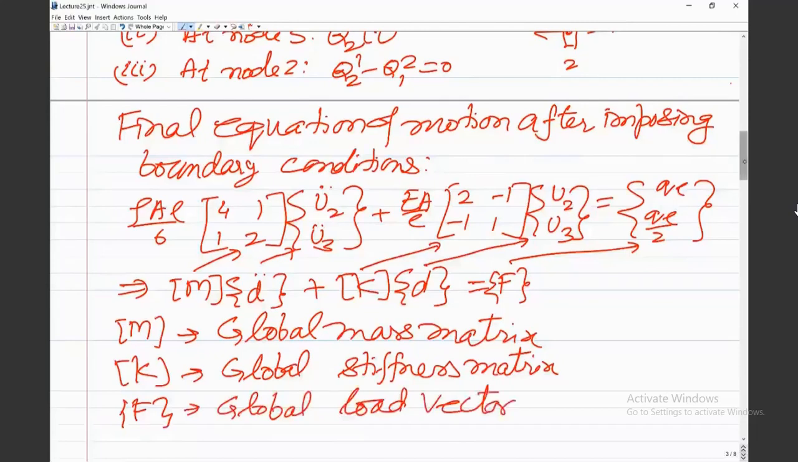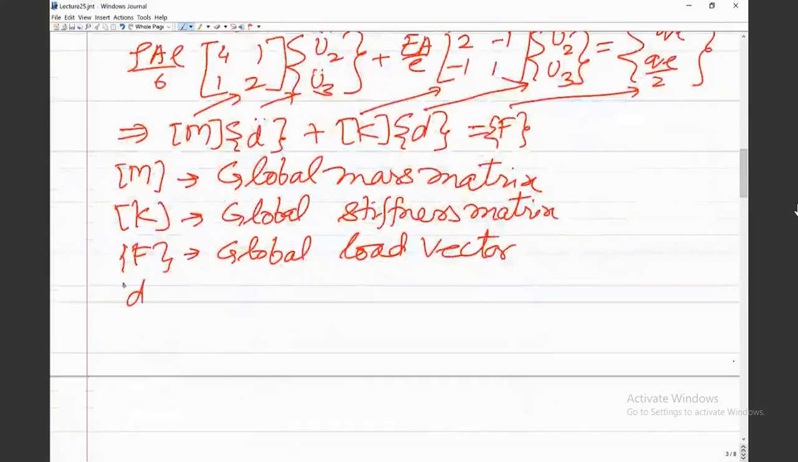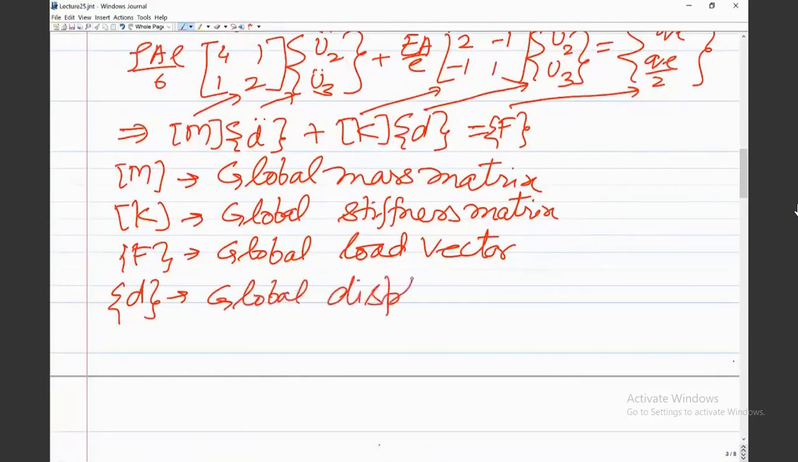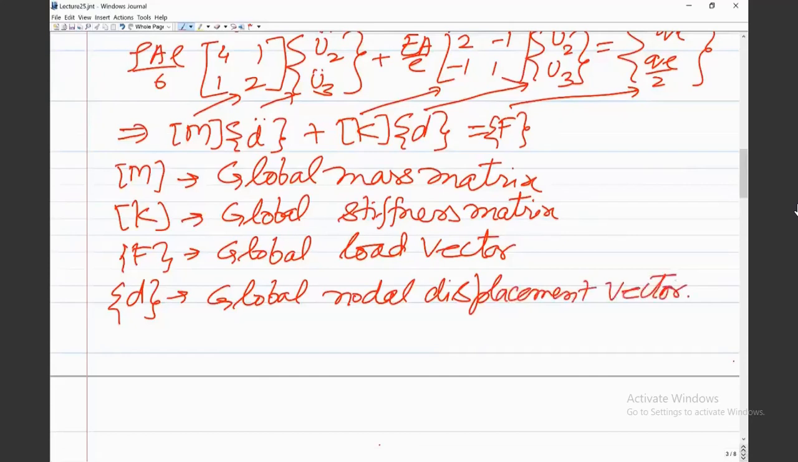And global D is a function of time, so that is the global displacement vector, the global nodal displacement vector. So now that's the final form of the equation of motion.